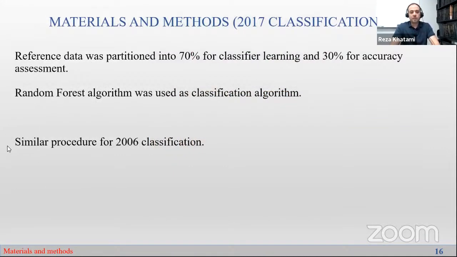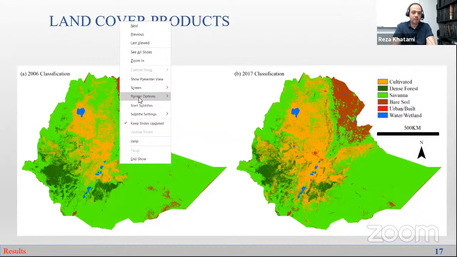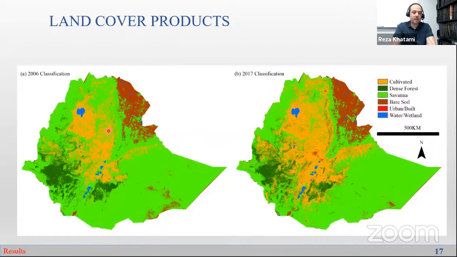Finally, we divided the reference data to 70% for classification and 30% for accuracy assessment, and we used a random forest classifier to create land cover maps. We repeated the same process for 2006, created similar composite, collected reference data, created the land cover maps. Here you can see the final classification products, and the most obvious trend here is the increase in agricultural lands in the center and the north part of the country.